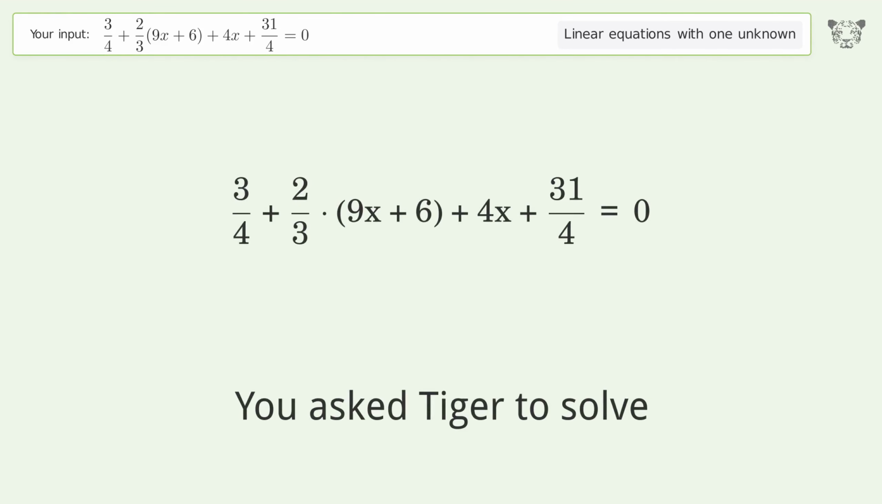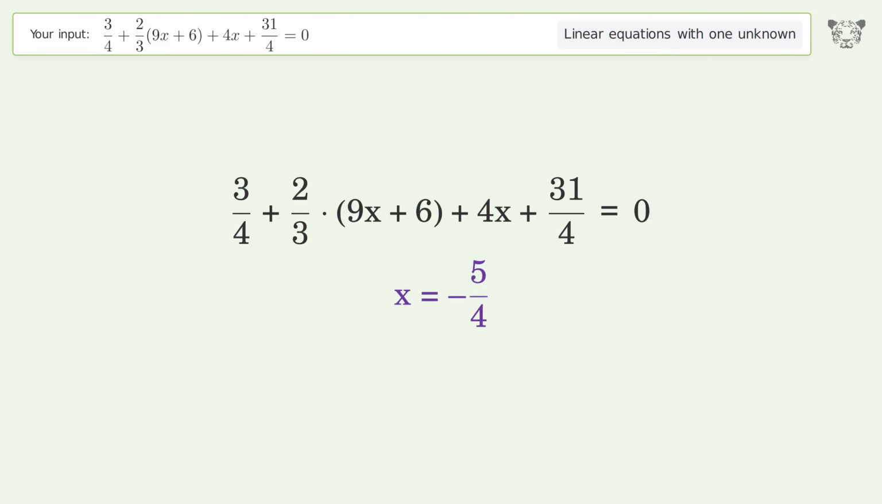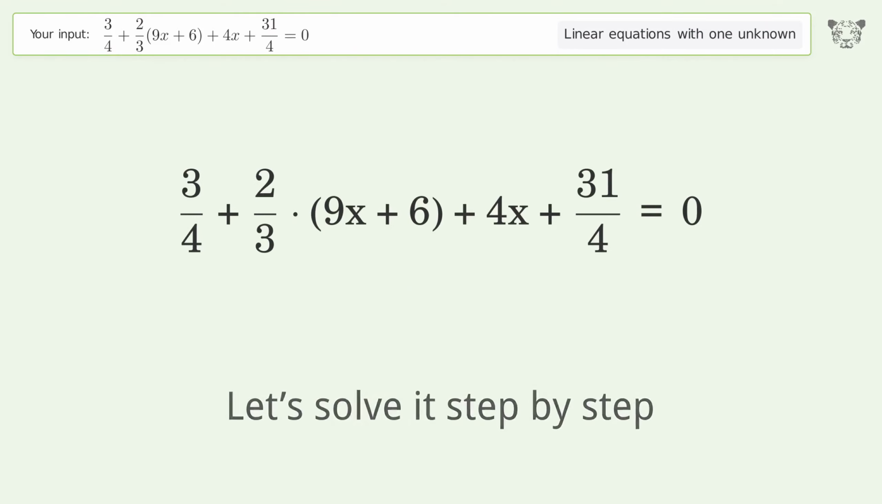You ask Tiger to solve. This deals with linear equations with one unknown. The final result is x equals -5/4. Let's solve it step by step.